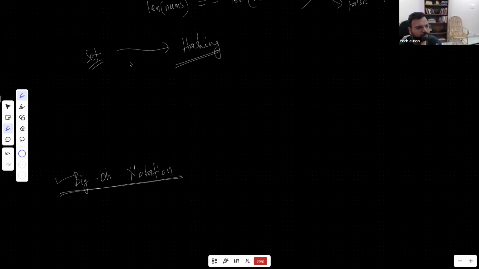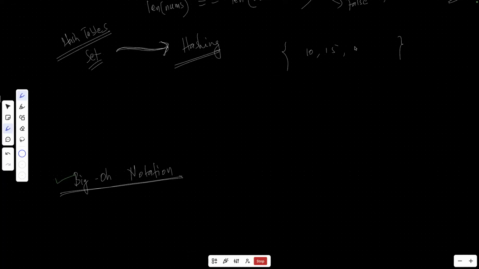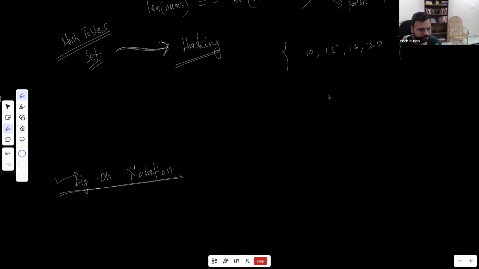Okay, we'll talk about that. I don't want to discuss that now because it is a separate data structure. When we learn about hash maps or hash tables, that time we will discuss it. But for now, just know that if you're creating a set, 10, 15, 16, 20, or a dictionary, and you want to check 15 in X, this will happen in constant time. If there are 4 elements, it will take the same time. If there are 4,000 elements, then also checking if 15 exists will take the same time.